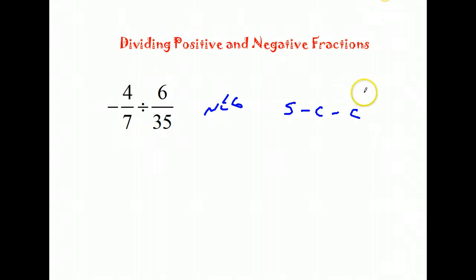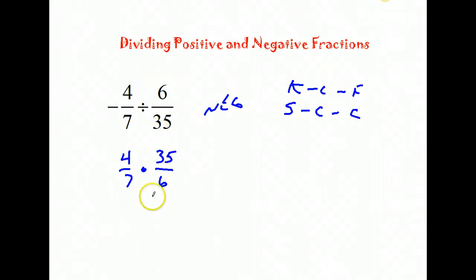Something we used when we subtracted integers, if you remember correctly. It's a different version of same, change, change, or some people call it keep, change, flip. What that means is I keep the first fraction the same. I change division to multiplication. And then I change this fraction by writing its reciprocal, or flipping it. And I put 35 over 6 instead of 6 over 35.